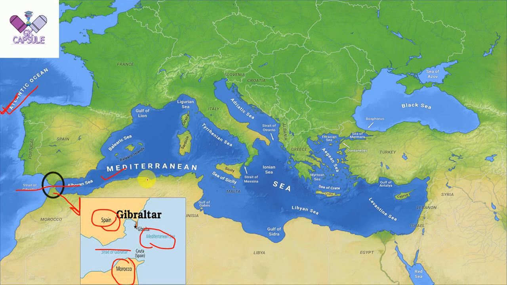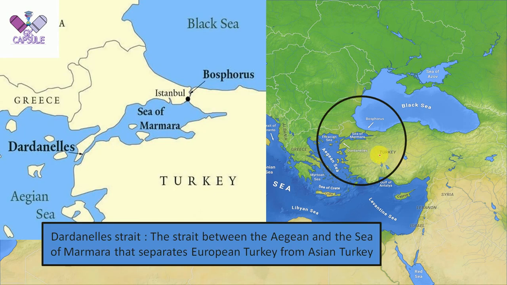And now let's move further. Let's zoom out here. So see, this is the zoomed version. Here this is the Black Sea, and this is the Sea of Marmara. Now these two seas are connected by a narrow passage that is called the Bosphorus Strait. Okay, so this is the Bosphorus Strait.